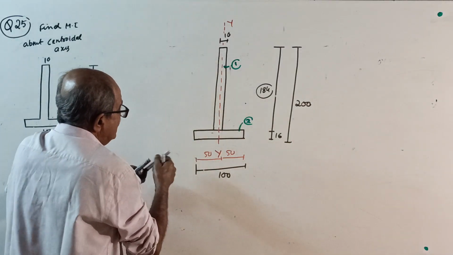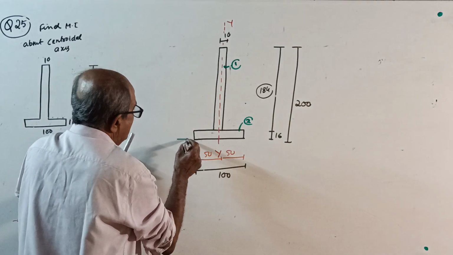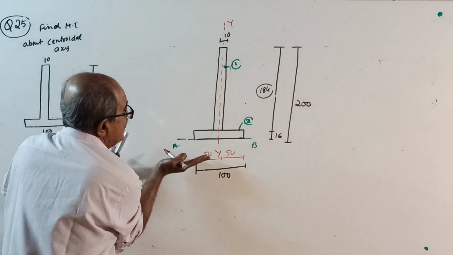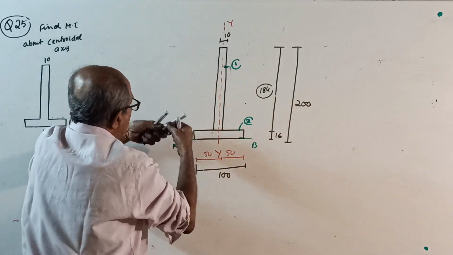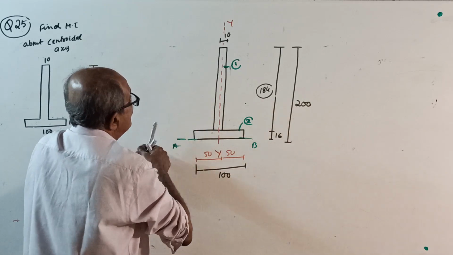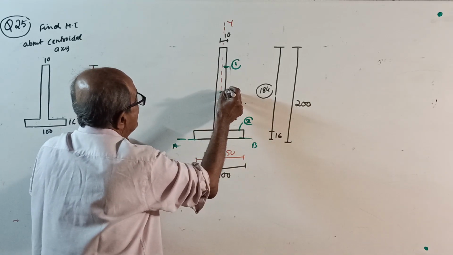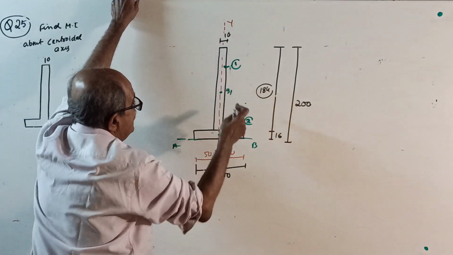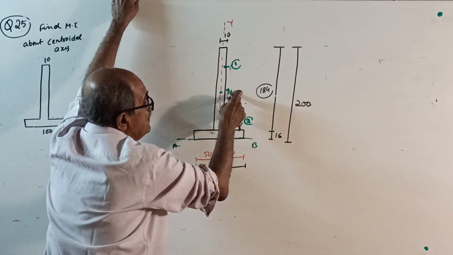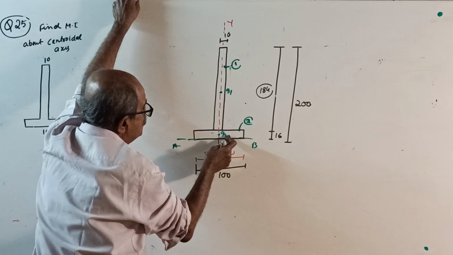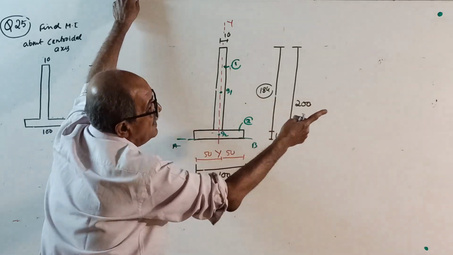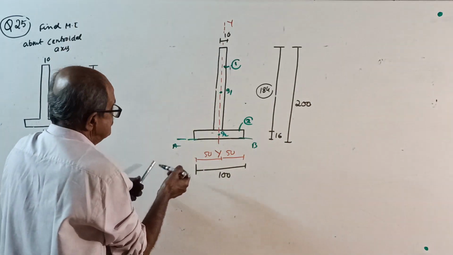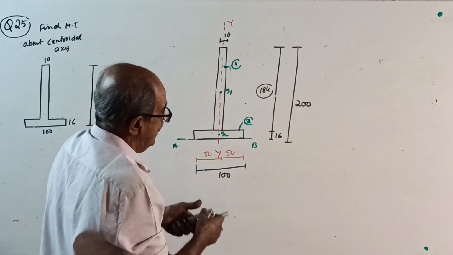From the bottom edge, take the reference axis AB. From AB, you find Y bar. See, centroids are here, its own centroid. This centroid is G1, this centroid is G2. Y bar is A1 into (16 plus 184 by 2) plus A2 into 16 by 2, divided by total area. Y bar I got 61.488. Correct.